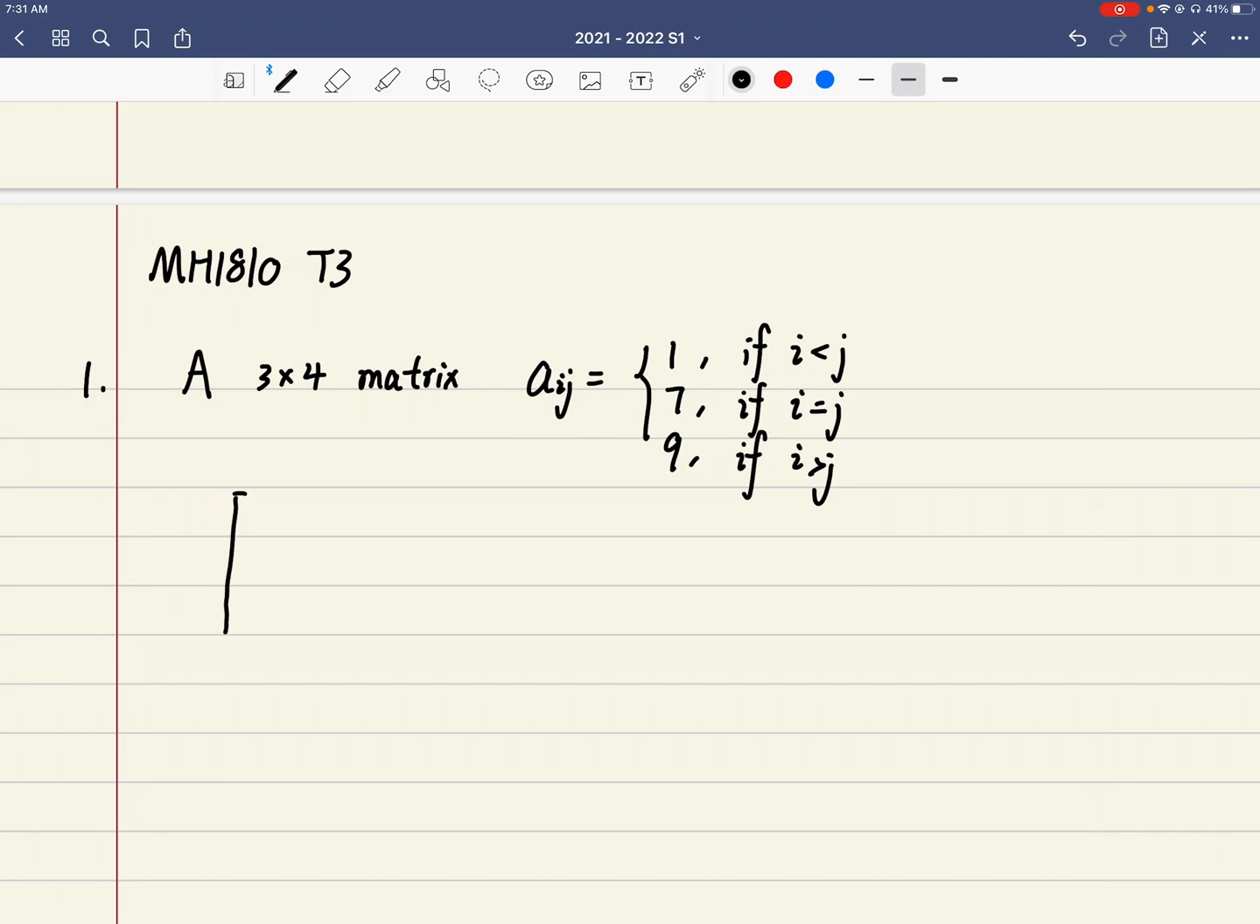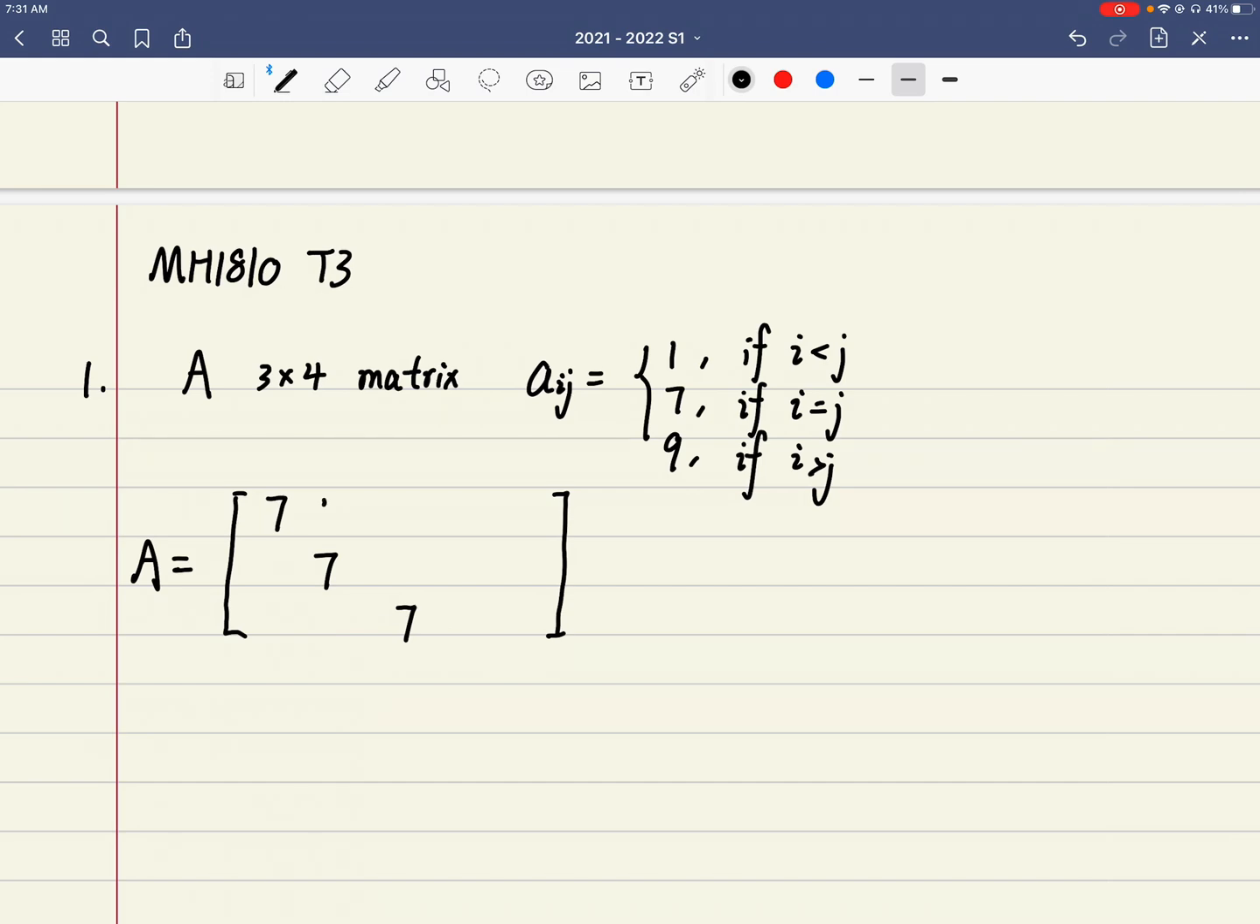Okay, so for example, this is the A. We have 3 rows, right? 3 rows and 4 columns. Okay, for example, this first entry, it's on the first row, first column, so it is A11, right? So i is 1, j is 1. Okay, when i is equal to j, then that entry is 7. So that's why this entry is 7. Okay, similarly, A22, right? When i is equal to j, the entry is 7. A33, the entry is 7.